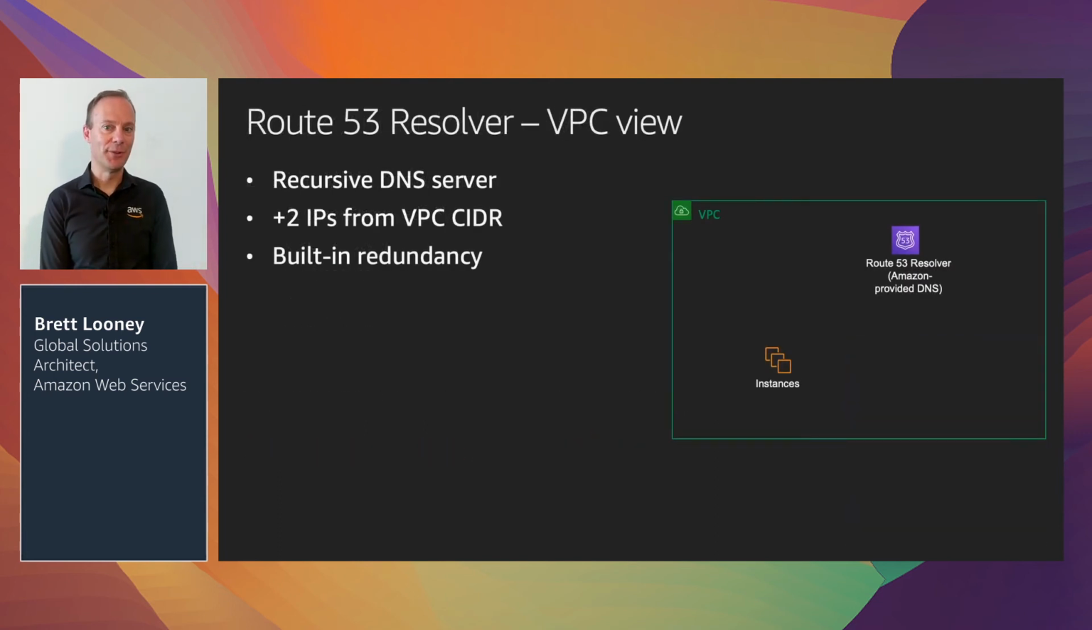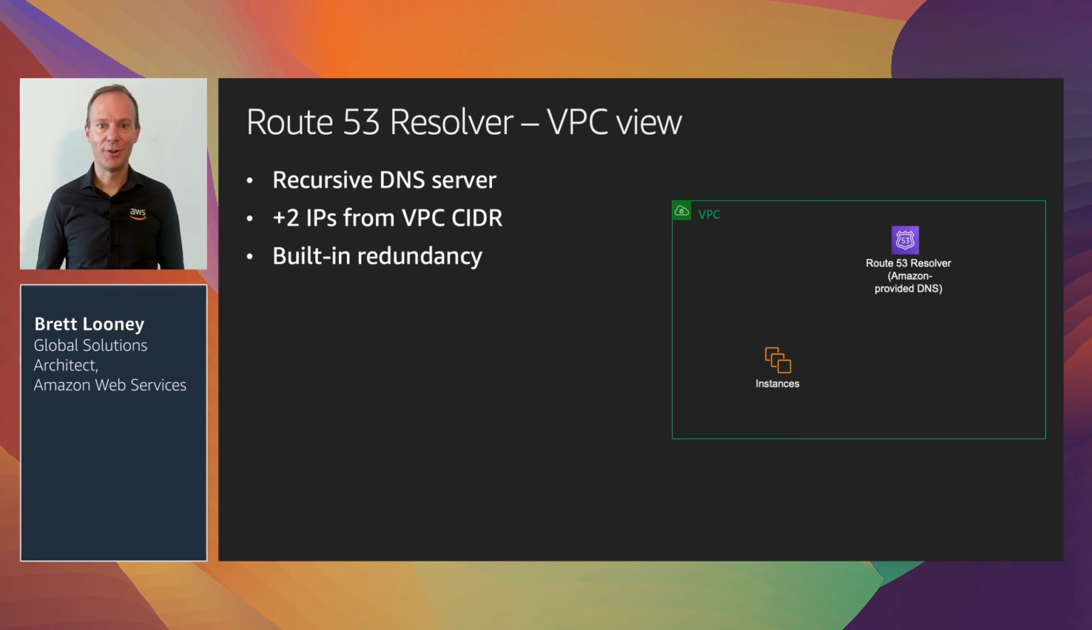What does the Route 53 Resolver do, the one that's based in the VPC? Basically, it's a recursive DNS lookup. It's available on the +2 IP address of your VPC. So if your VPC addresses start at 0, then this will be at 2. If your VPC addresses start at, say, 128, it will be at 130. And there's built-in redundancy. It's all hosted within the hypervisor.